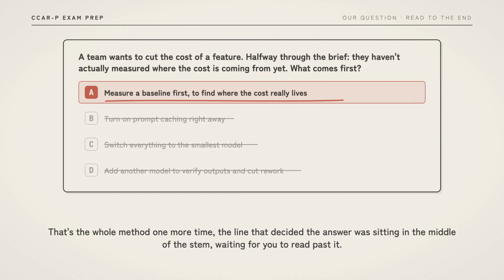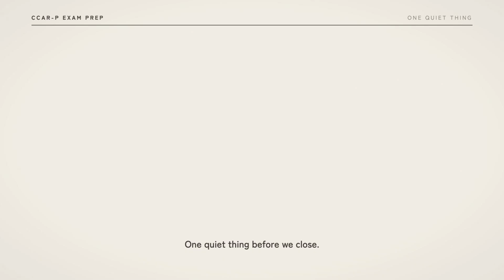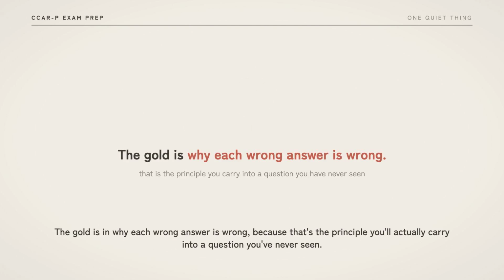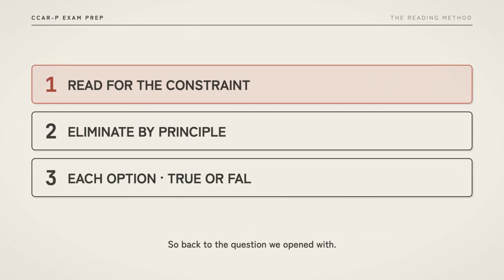One more time. The line that decided the answer was sitting in the middle of the stem waiting for you to read past it. One quiet thing before we close. When you study these, the correct letter is the least useful part. The gold is in why each wrong answer is wrong, because that's the principle you'll actually carry into a question you've never seen. So back to the question we opened with.